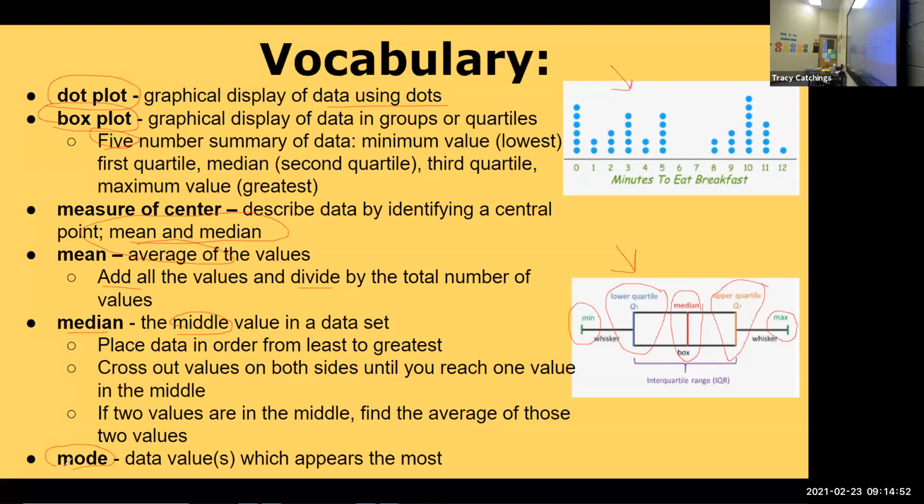Mode, we didn't spend much time with yesterday, but today we're going to have a look at it. What's the mode? It is the one that appears the most. Any questions about a review of what you should have learned last year? All right. You remember a dot plot and a box plot? You kind of remember? Okay.